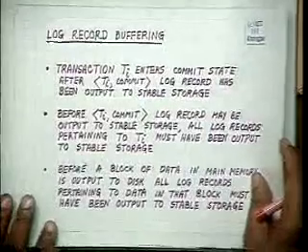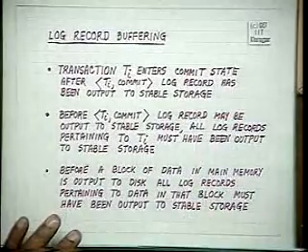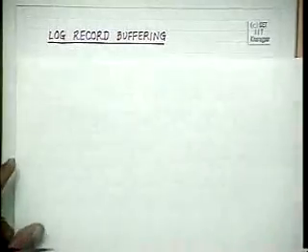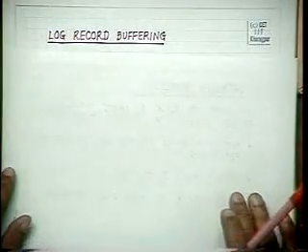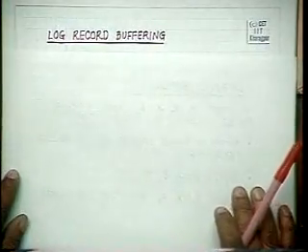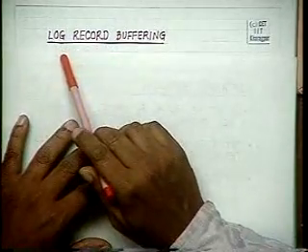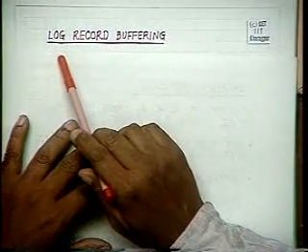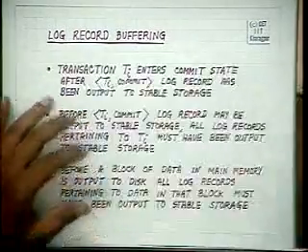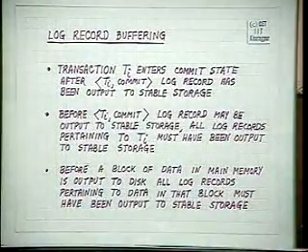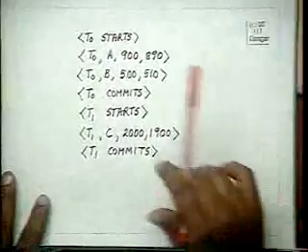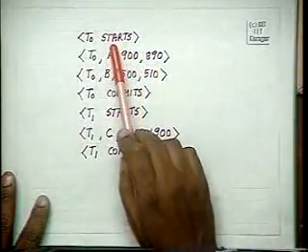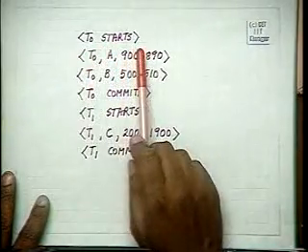So we will discuss log record buffering first. Then we will see what happens when virtual memory comes into the picture, the concept of database buffering. So in log record buffering, we do not write each and every log record immediately. That is, if we had to write T0 starts, we just don't write it at every point before execution.